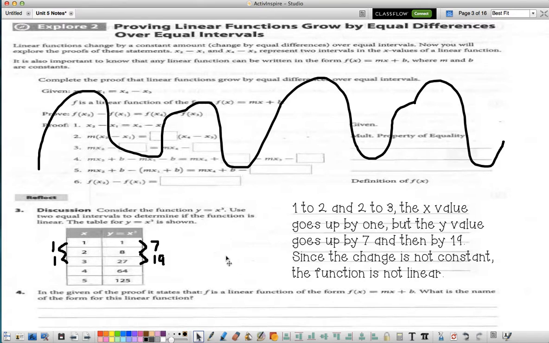Right, so now, if you look at the form of this function, it is in the form of f of x is equal to mx plus b. And what is the name of the form of this linear function? Well, some of you may know this, but those of you that don't, it is called slope-intercept form. And this is going to be really important in later lessons within this module.